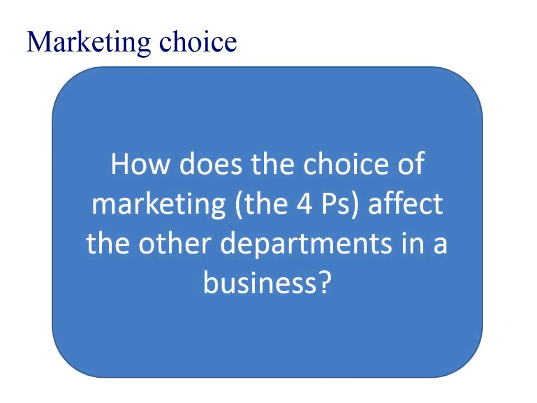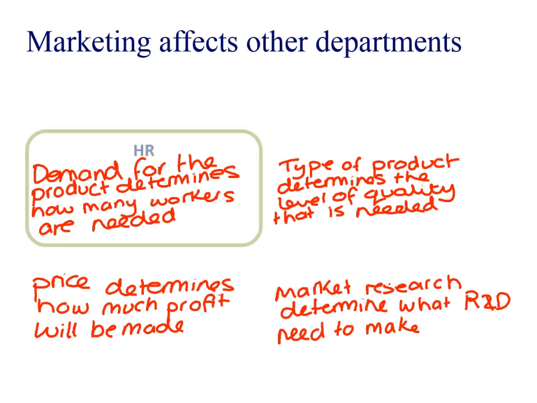Okay, so marketing is a big department. Well, it's not necessarily a big department, but an important department in the business because it affects all of the other departments. So when we're thinking about human resources, that's your people. Demand for your product, which maybe your marketing department create sometimes, will determine how many people will need to be working in the business, because it'll determine how many products you're going to sell, how many people you need to assemble the products.